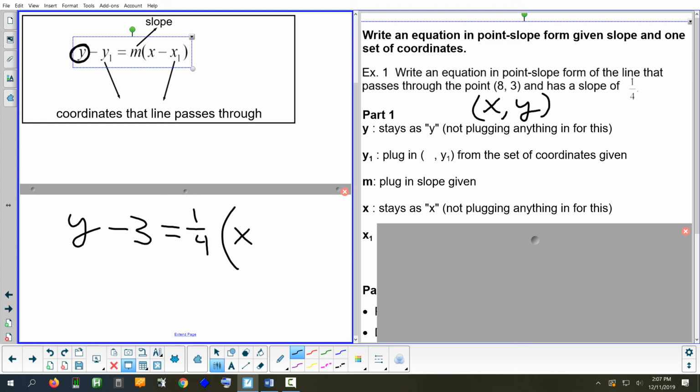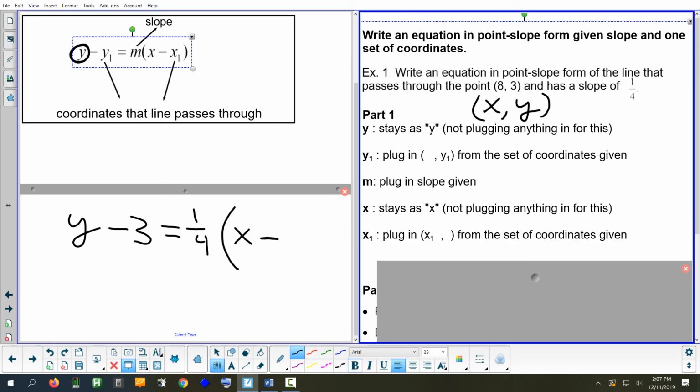Okay, we're just going right in order. What comes after the x? Minus. What comes after the minus? X1. Let's read the directions for X1: plug in the number before the comma from the coordinate given. So we already used the number after the comma, that was the y. Now we're using the number before the comma. What's our number before the comma? 8.